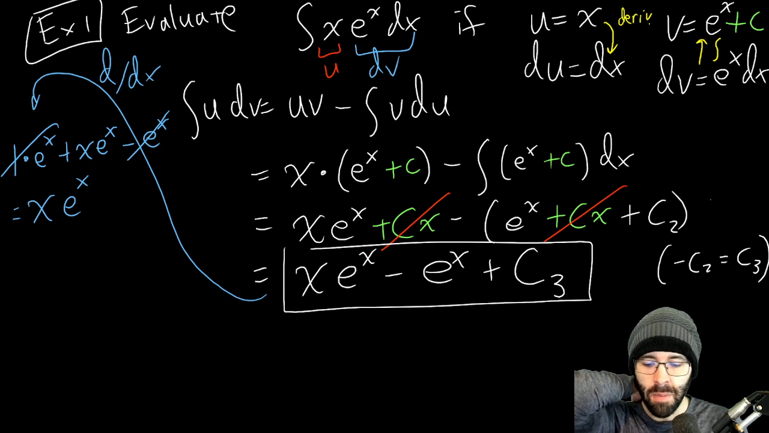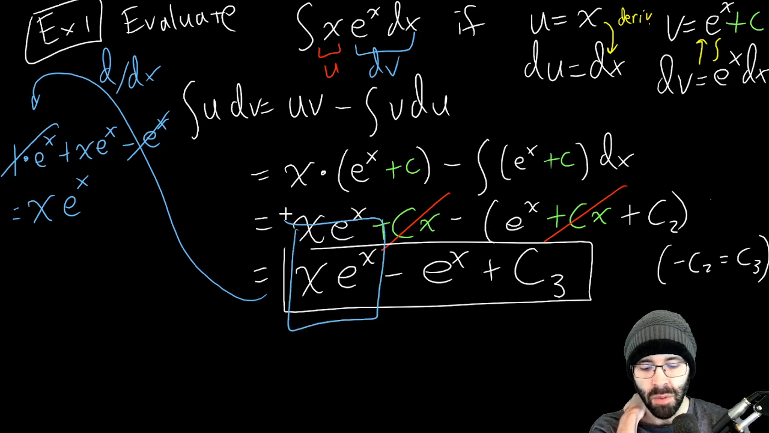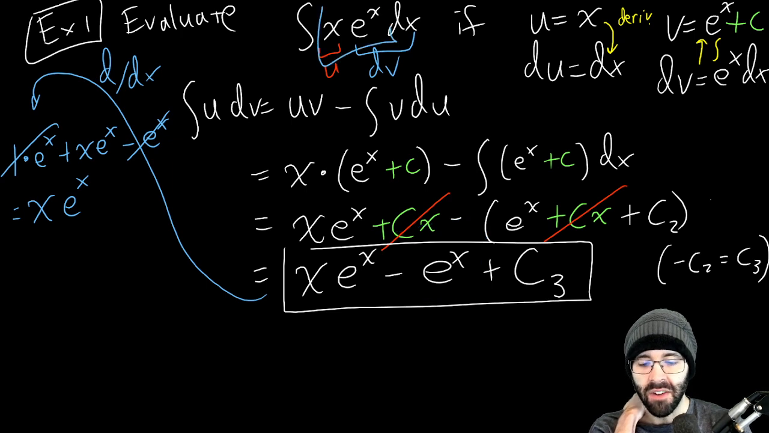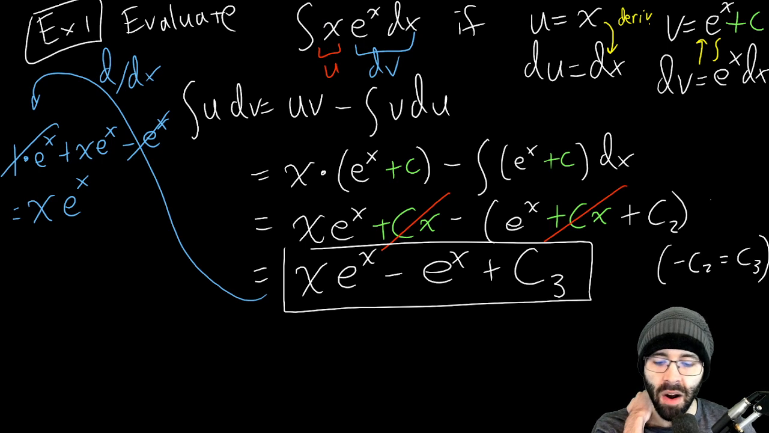So that's how integration by parts works. It's related to the product rule. And a lot of times we get something like this where we differentiate with the product rule, one of the terms cancels out with this other guy, and the other term becomes what we wanted. That's what integration by parts is all about.